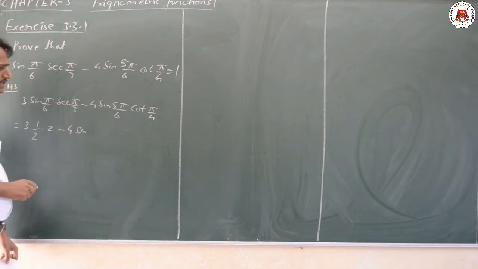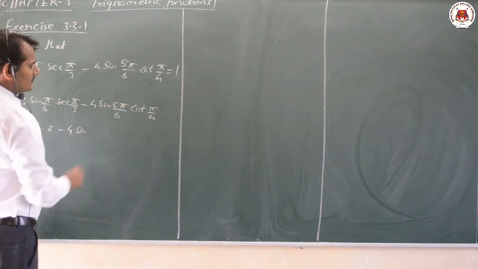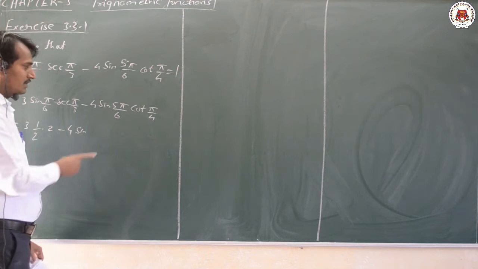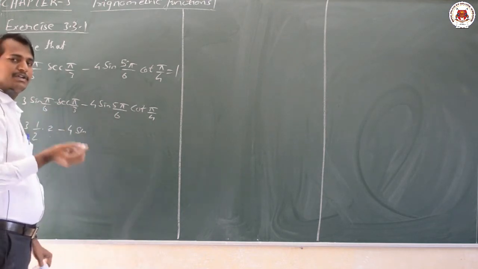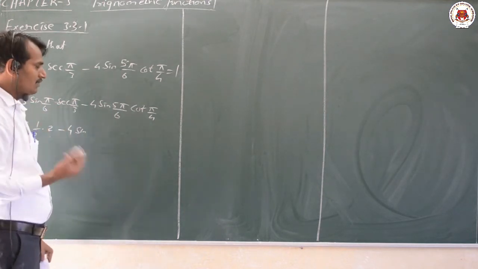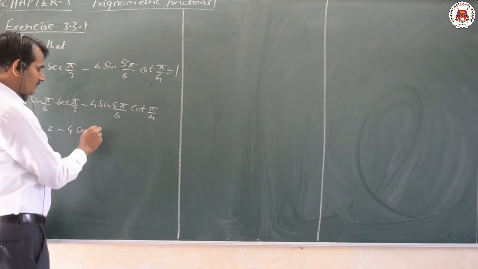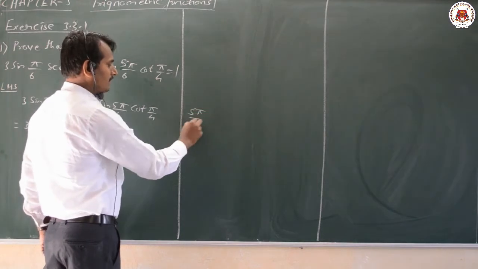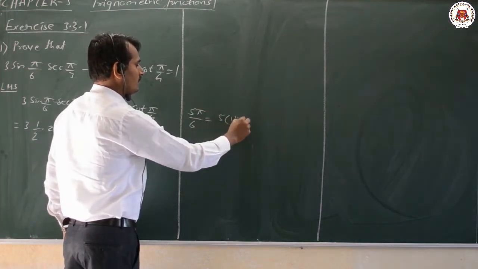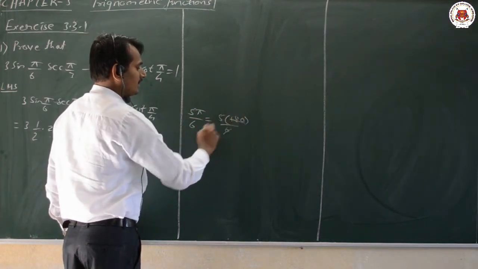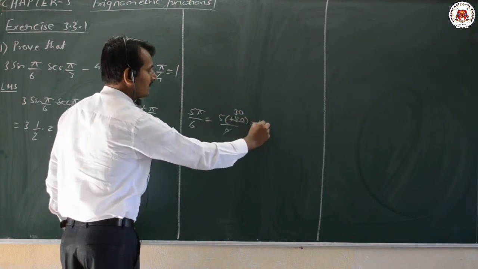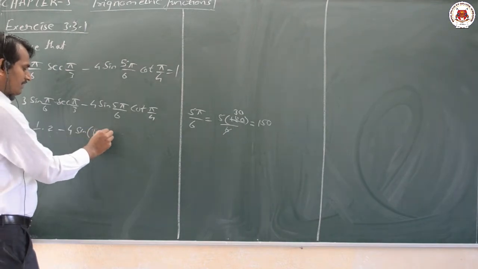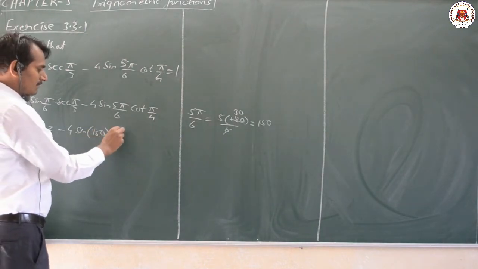Now here, dear students, there are two ways of solving it: either directly in terms of radians, or you can convert into degrees and then solve it. How to convert into degrees? Sine of 5 pi by 6, where pi means 180, is nothing but 5 into 180 divided by 6. Now what we get here? 6 fives are 30, the value is 150. So directly I can write sine of 150 degrees into cot of pi by 4.